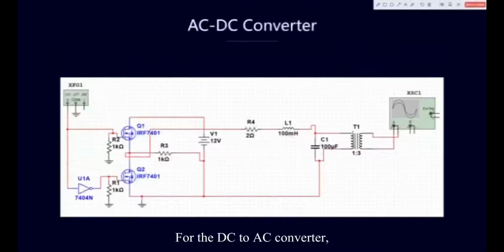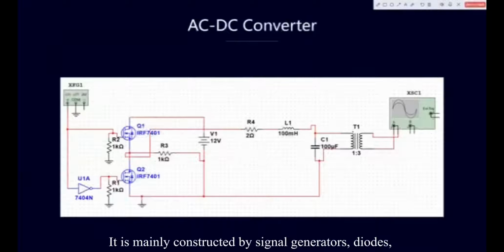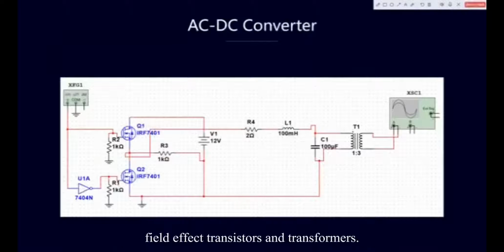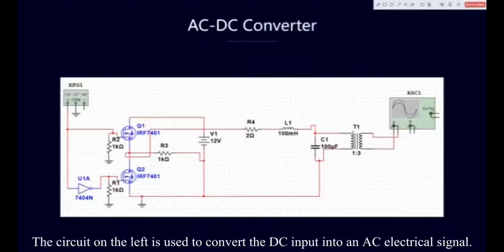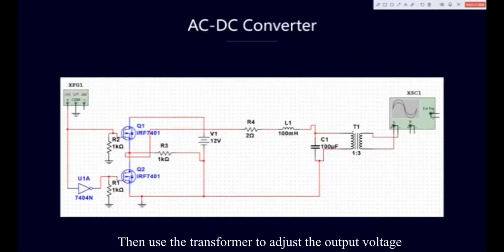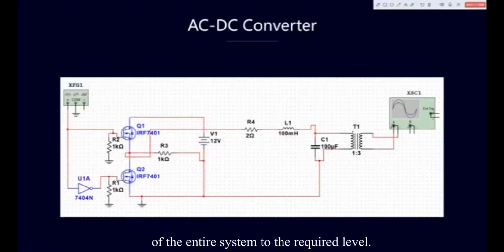For the DC to AC converter, it is mainly constructed by signal generators, diodes, field effect transistors, and transformers. The circuit on the left is used to convert the DC input into an AC electrical signal, then use the transformer to adjust the output voltage of the entire system to the required level.